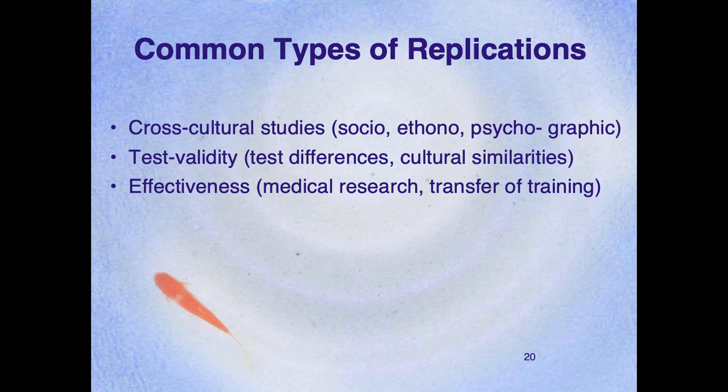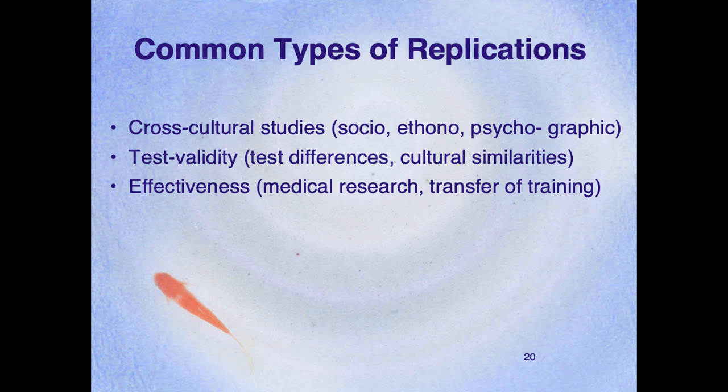But some other ones that I wanted to mention that I think are important, things like cross-cultural studies, are very popular replications. You'll see differences based on socio-ethnic differences, even psychographic investigations in terms of how people with different psychologies react, let's say even to different medical drugs or things like that.